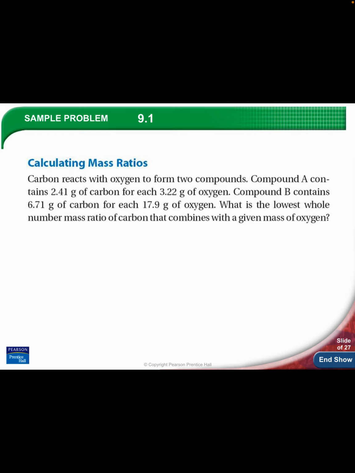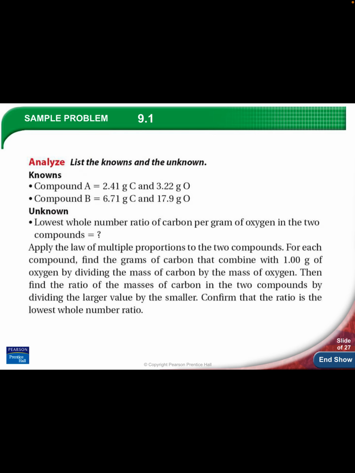And here's a bit of an example, but you have 2 compounds. Compound A has 2.41 grams of carbon, and compound B has 6.71 grams of carbon.